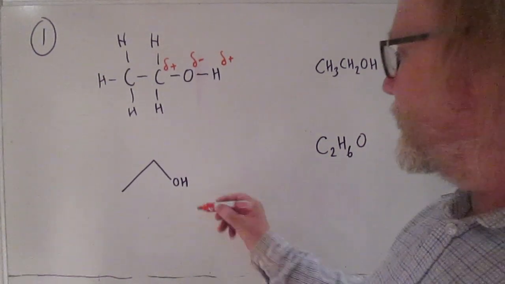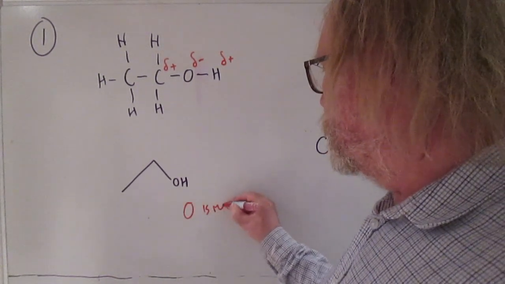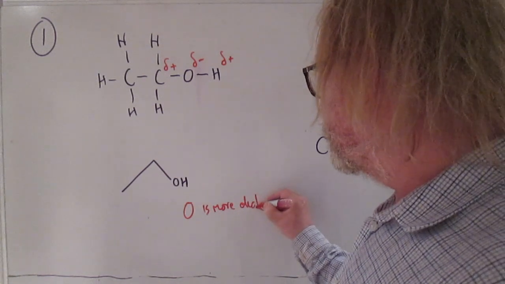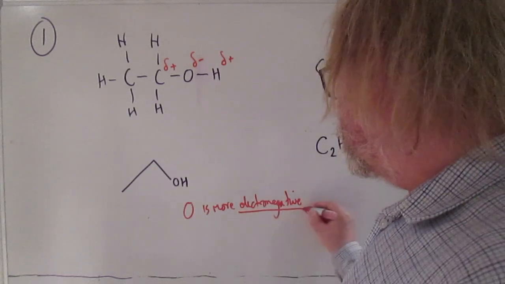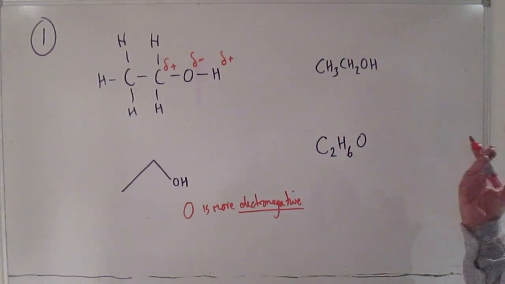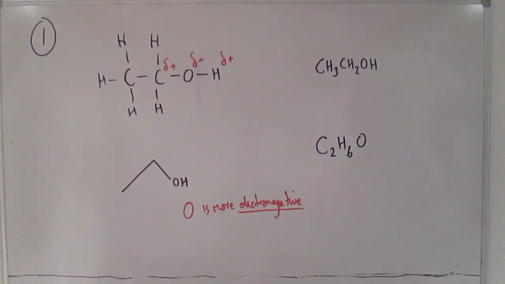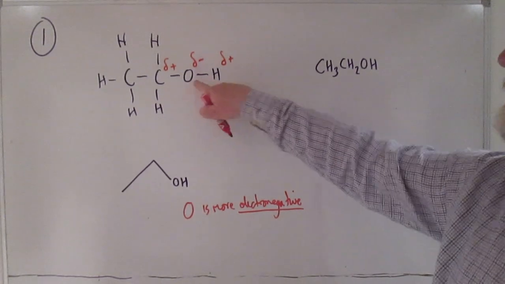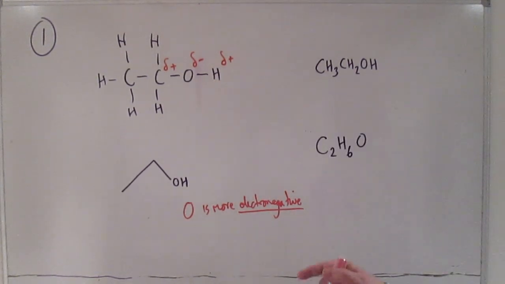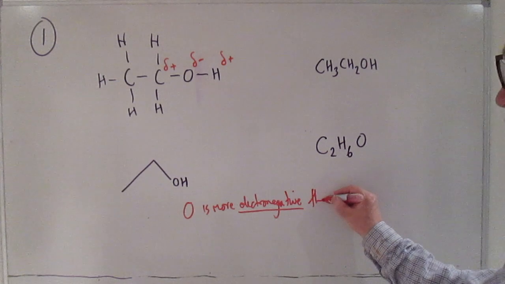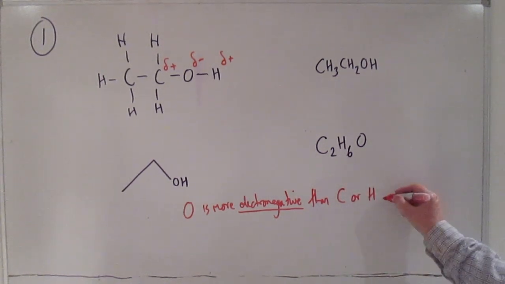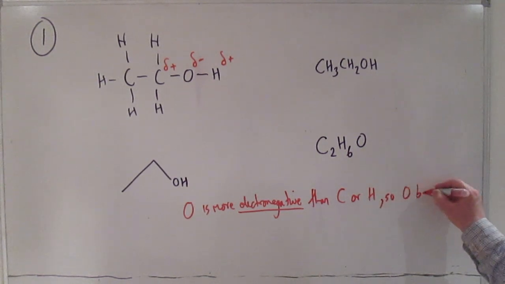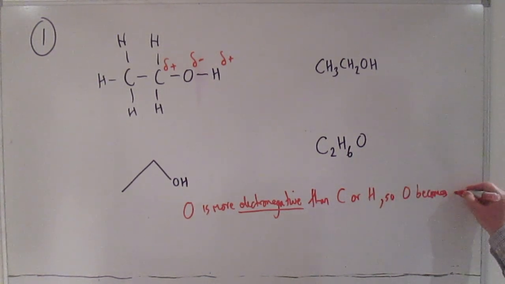Okay, so we need to explain that oxygen is more electronegative. And electronegative, remember, has a very specific meaning. It means how good an atom of an element is at attracting the bonding electrons in a covalent bond. And oxygen is better at doing that than either hydrogen or carbon. So oxygen is more electronegative than carbon or hydrogen. So oxygen becomes delta negative.